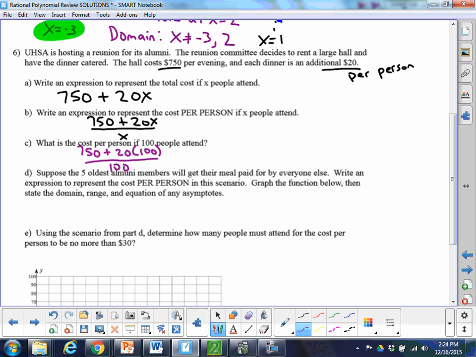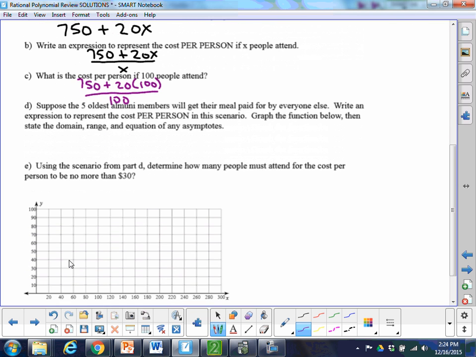All right, so where it really gets good is in part 2 here. Let's say that we're going to support the 5 oldest members and pay for their meal. Okay, so let's represent a new expression for the cost per person. So basically, the total cost is still the same. It's just the number of people paying that is decreasing. We now have 5 fewer people paying. So instead of dividing by x, where everyone paid for it, we're dividing by a little bit less. We're dividing by x minus 5. Okay, so that would be the cost per person.